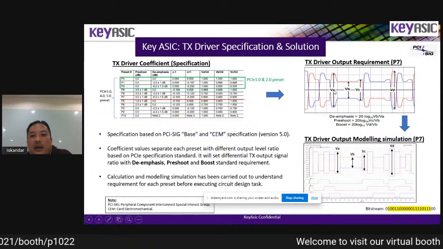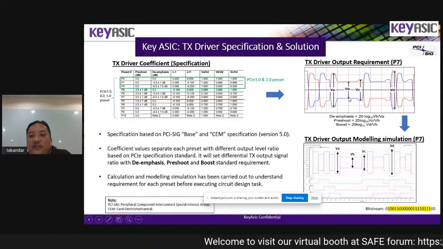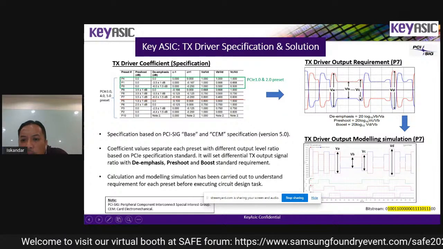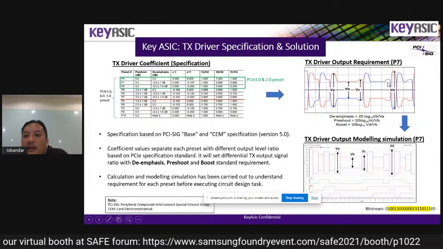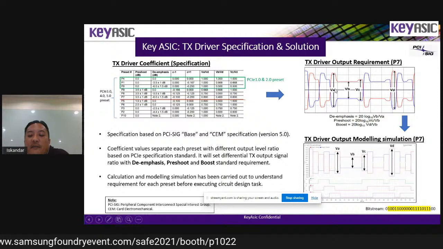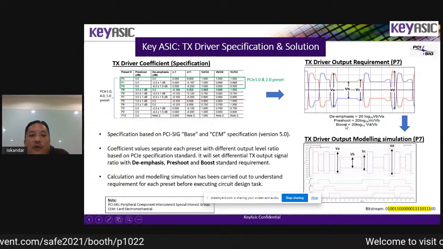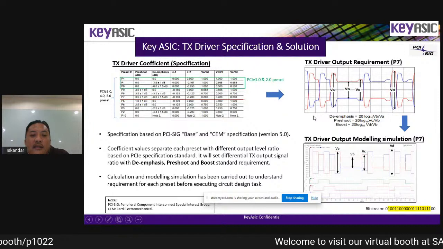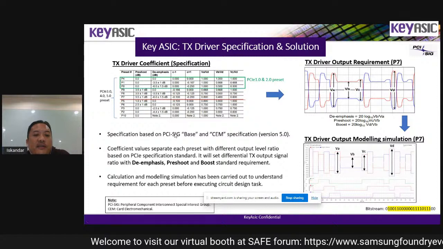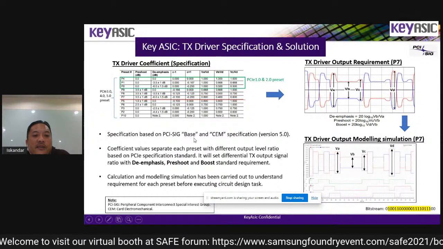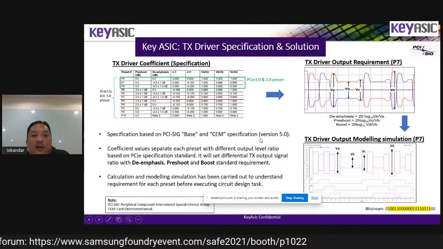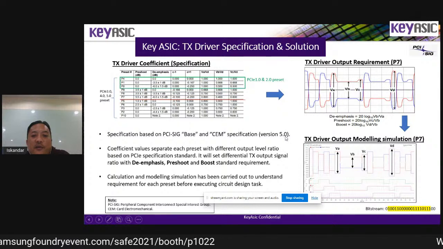So VB and VA is a de-emphasis, and VC is a boost, and VC is the pre-shoot, and VD is a boost. So we need to fulfill this requirement for PCIe 5. Okay, so when we design this TX block, actually we based on two specifications, which is a base specification and also CEM specification from PCIe SIG. So we are using version 5 for PCIe 5.0.